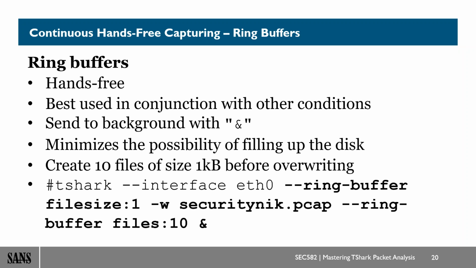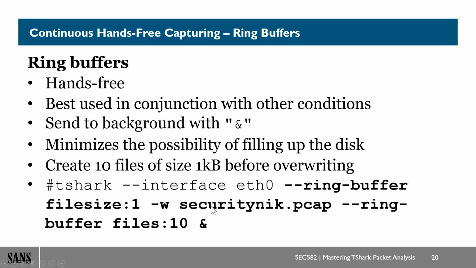So this is the ring buffer being used, for example, and this is why I call it hands-free, because once you set it up once, you don't really have to go back to it. So here we're saying create 10 files, right? We say TShark, we specify the interface, eth0. We say we want to use the ring buffer. File size, 1 kilobyte. In this case here, we specify that we want to write that output to a file.